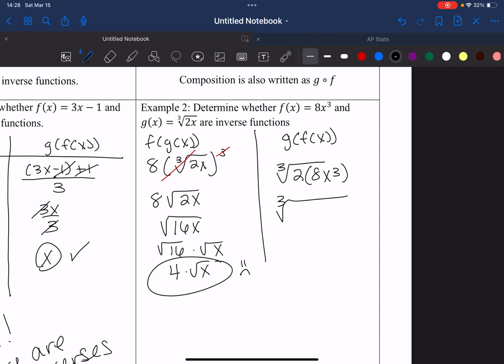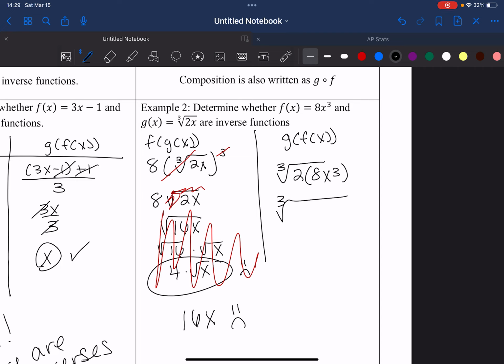I just realized I made a mistake over here. Let's pause and go back. Right here. When I canceled out the cube root and the cube, this should have been gone, which doesn't matter because even if that's gone, 8 times 2x is 16x, which is still not x. But I just wanted to make note of that. Okay, back to the other side.